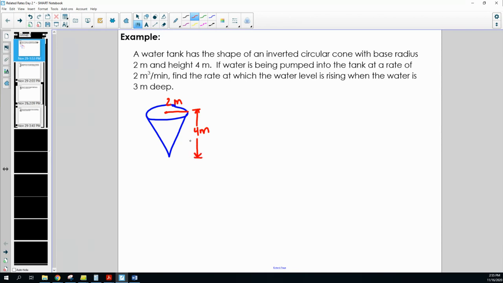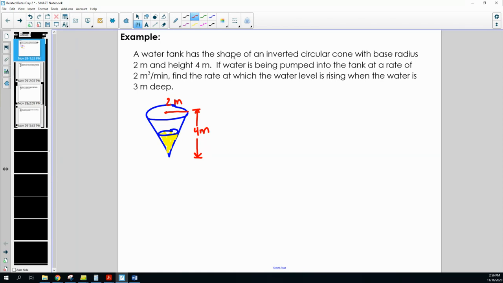If water is being pumped into the tank at a rate of 2 meters cubed per minute, find the rate at which the water level is rising when the water is 3 meters deep. So here we have this inverted circular cone. There's some amount of water in here, so this yellow we'll say is the water. There we go. So a couple things we want to make note of here.